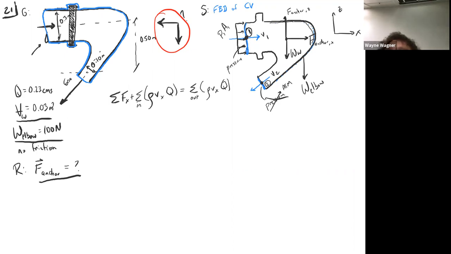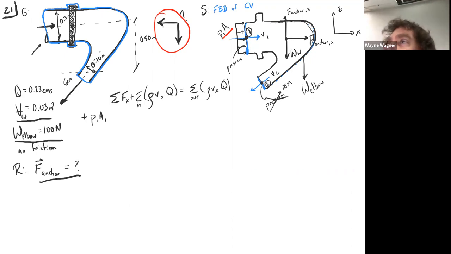Okay, now what's the problem here? Well, we're going to have some problems. We haven't gotten to them yet, but we are going to have some problems. So first, I want to identify my forces in the X direction. The first one is P1A1. That's in the X direction, so that's positive. Note that that force has a sign to it. It could have an angle to it too, so it could be P1A1 sine of an angle if the entrance was at an angle. But in this case, that's not the case.